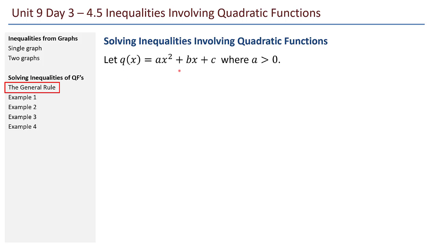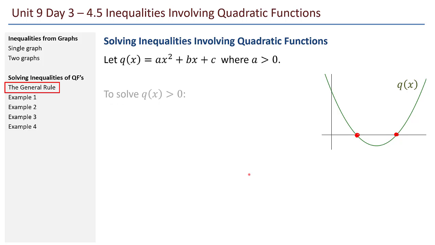Let q of x be a quadratic function, where a, the coefficient on the x squared, we'll assume that a is greater than 0. Now, what do I know about q of x? Even though I don't know exactly what it looks like, I do know that it's a parabola that opens upward. So maybe it intersects the x-axis at a couple points.